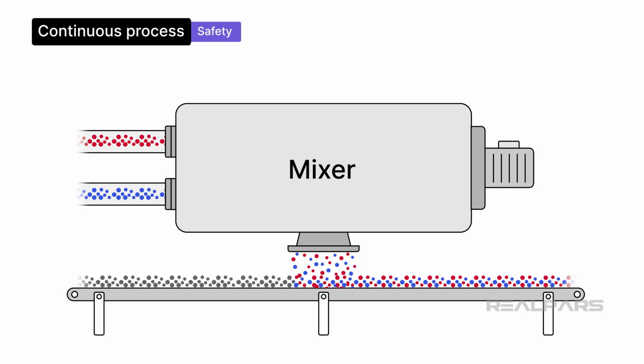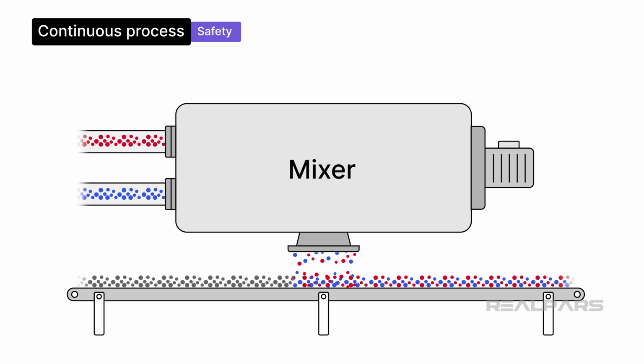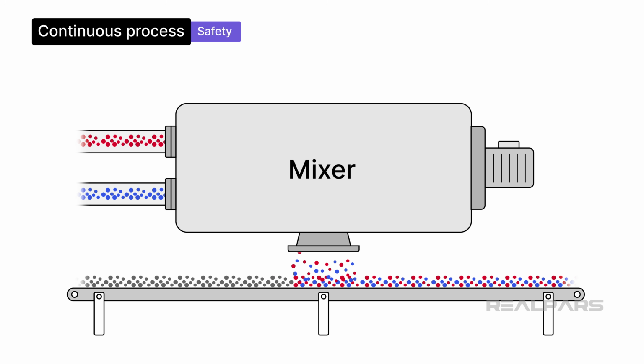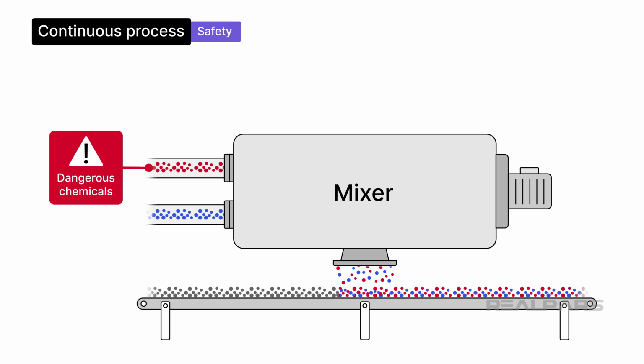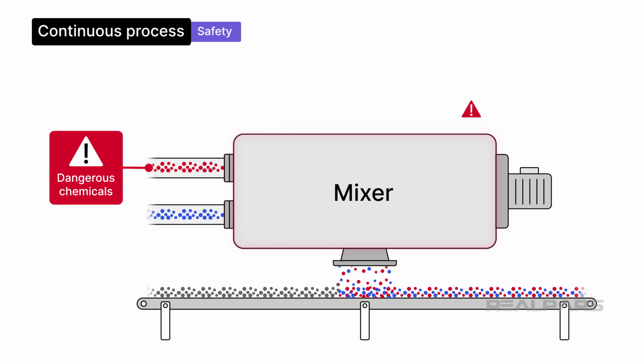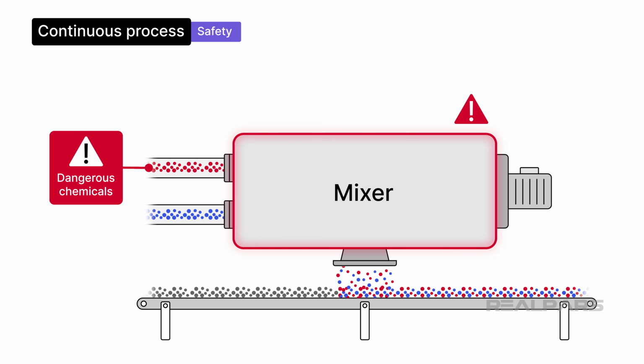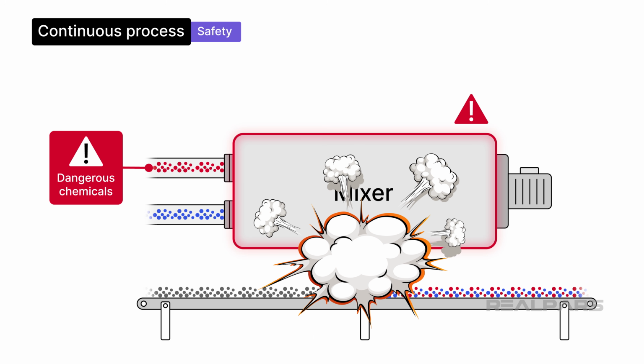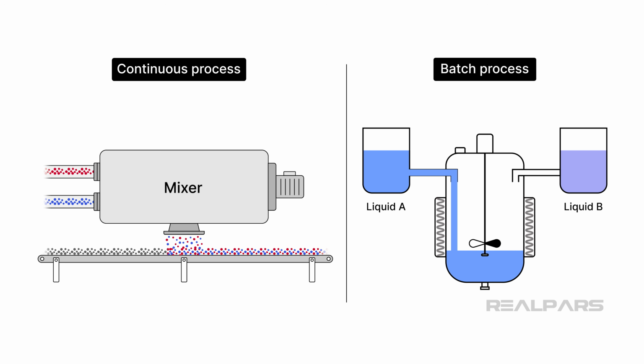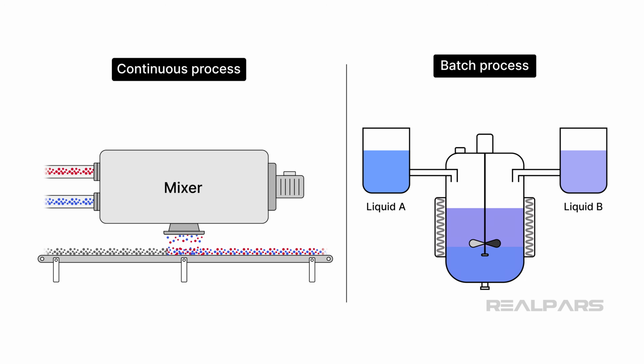Just like in batch systems, safety is a concern in continuous processes because many continuous processes use dangerous chemicals. If the process goes out of control, there is a real risk of a dangerous situation occurring, such as a fire or an explosion. Many materials can be produced using a continuous or a batch process.